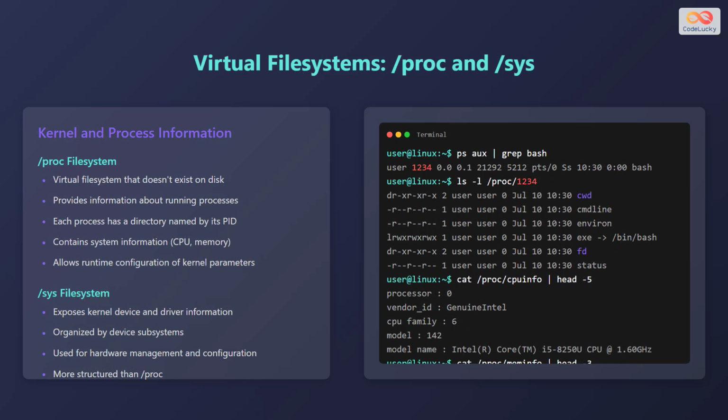Virtual file systems like /proc and /sys provide dynamic insights into the kernel and system processes. The /proc file system is a virtual file system that doesn't exist on the disk. It provides information about running processes, with each process having a directory named by its process identification or PID. It also contains system information such as CPU and memory, and allows runtime configuration of kernel parameters. The /sys file system exposes kernel device and driver information, is organized by device subsystems, and is used for hardware management and configuration. It is also more structured than /proc.